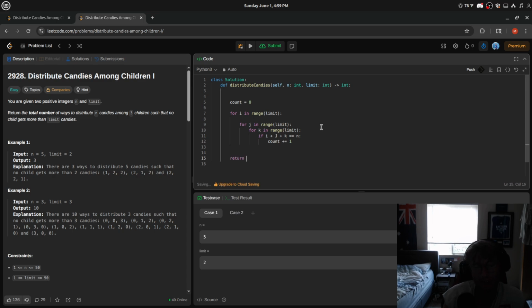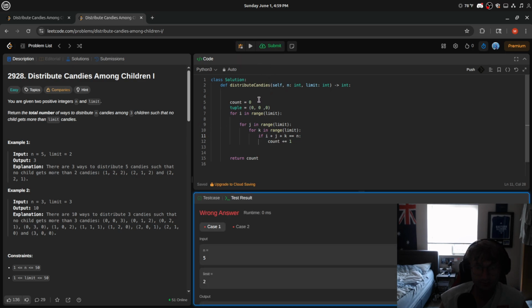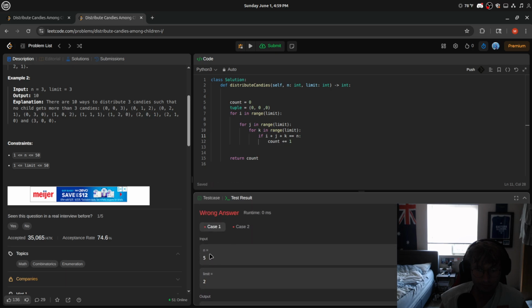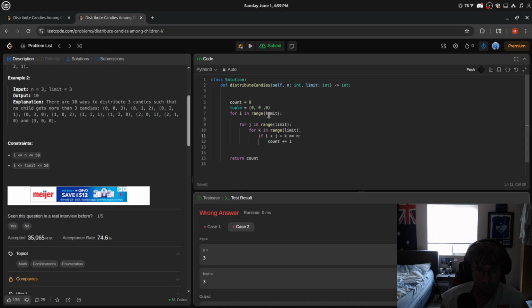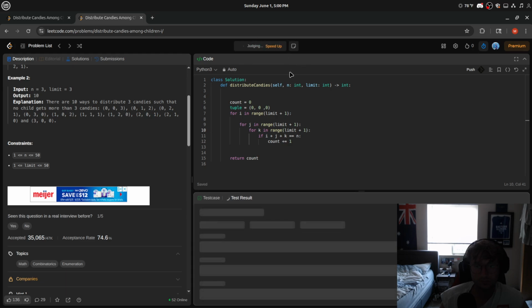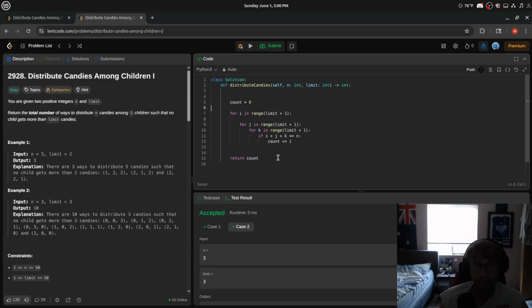Man, how did I not get that, dude? I was thinking about creating the tuple, like tuple is equal to 0, 0, 0, and then editing the tuple or something, but it was so much easier than that. We need to do a +1 here, I think. Ugh.